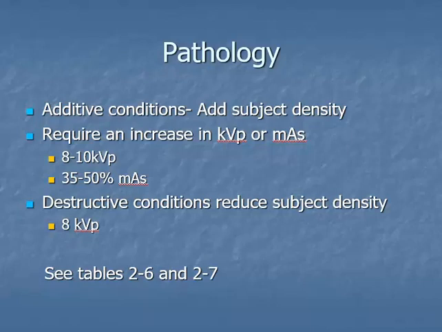So you know what osteoporosis is. Osteoporosis is a loss of bone tissue. That would be a destructive condition. But osteopetrosis is an increase in bony tissue. And for something like osteopetrosis, you may have to increase your kVp instead of your mAs.